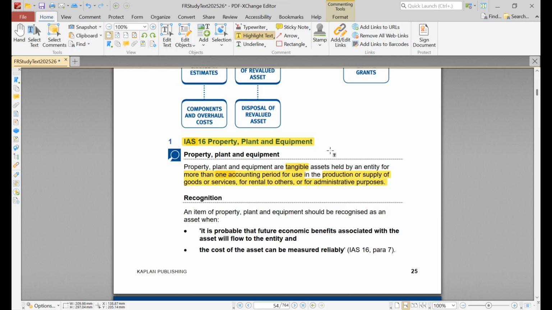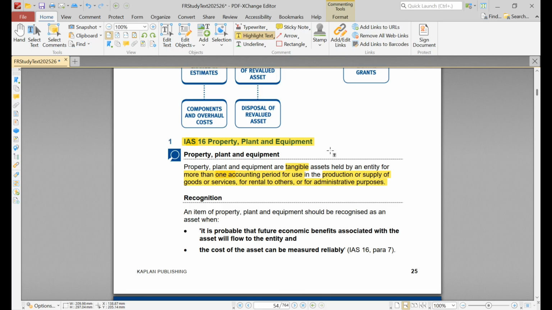So, property, plant, and equipment are tangible assets, which basically means that these can be touched or seen. Now, assets like goodwill and patents are intangible assets, and there's a separate standard for them. In this IAS 16, we're talking about tangible assets.